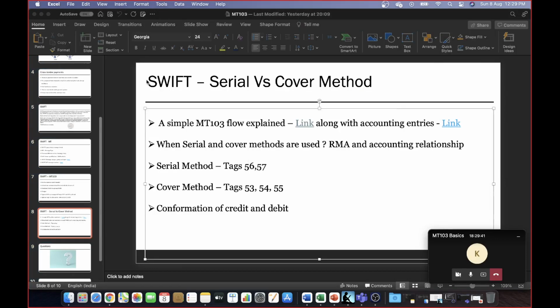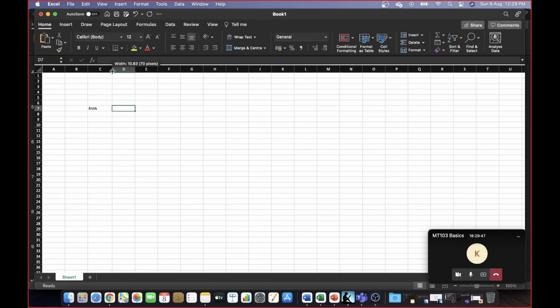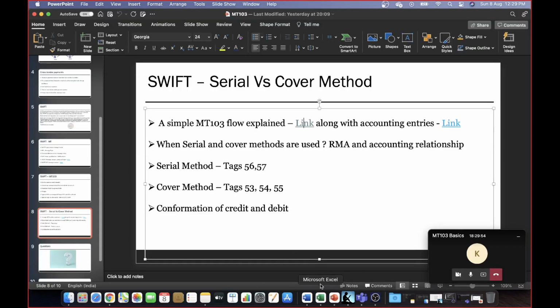One more small question that I was asked in an interview is how will we know from an MT103 message that I have to wait for my cover? So you will have tags 55, 54, 53. So that's the next topic that we are going to discuss. In the cover method, tags 55, 54, 53.